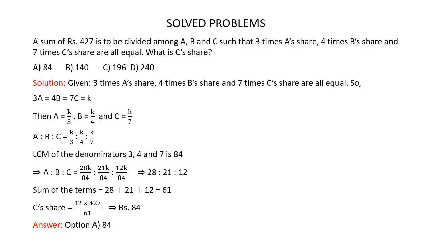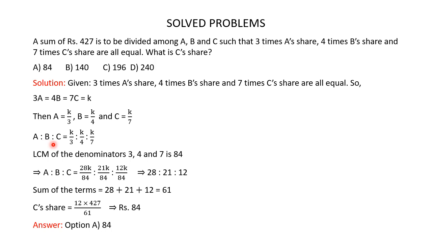It's given that 3 times A's share, 4 times B's share and 7 times C's share are all equal. So 3A is equal to 4B is equal to 7C, which is equal to K. So if 3A is equal to K, then A is equal to K by 3. If 4B is equal to K, then B is equal to K by 4. And if 7C is equal to K, then C is equal to K by 7.